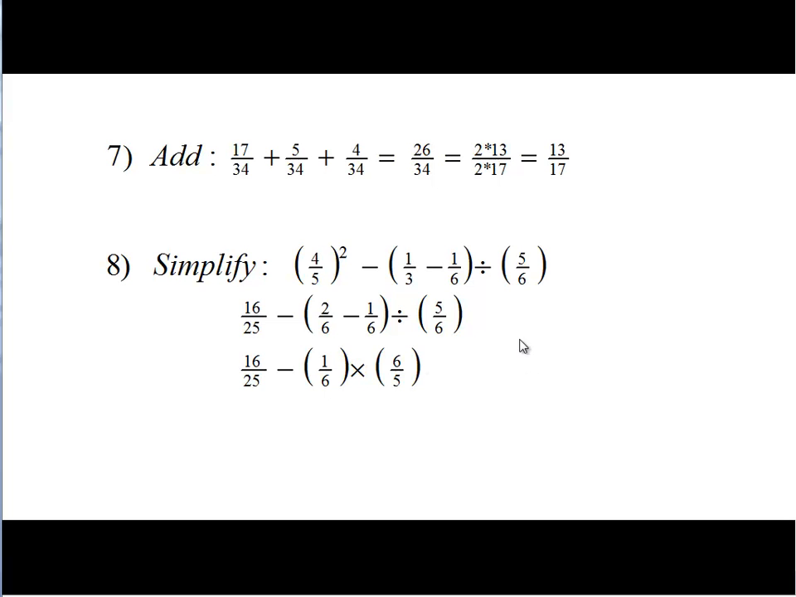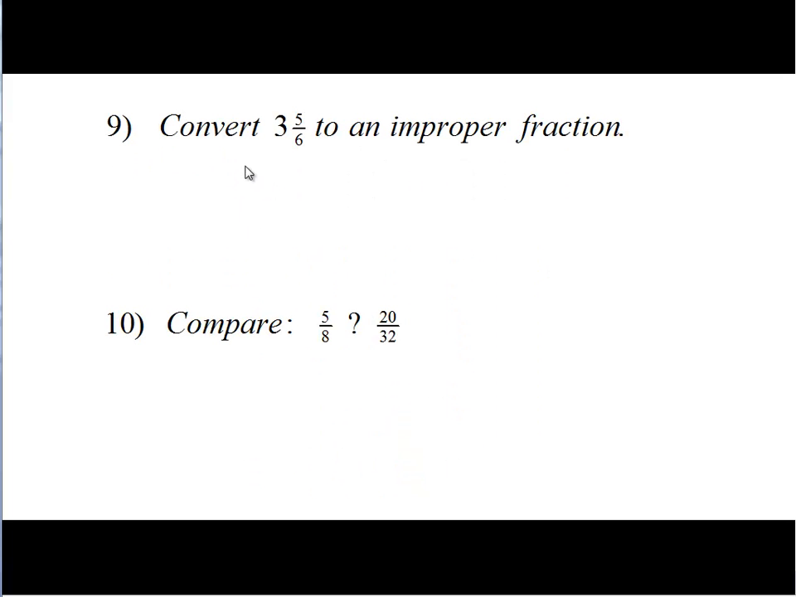Now division, I flip this over. 6 over 5. Then I can cancel these 6's. So I have 16/25 minus, I cancel the 6's, 1/5. Now I can't subtract them unless I have a common denominator. So this has to be 25 on both of them. So I multiply by 5 times 5 is 25. 1 times 5 is 5. So we have 16 minus 5, which is 11/25.